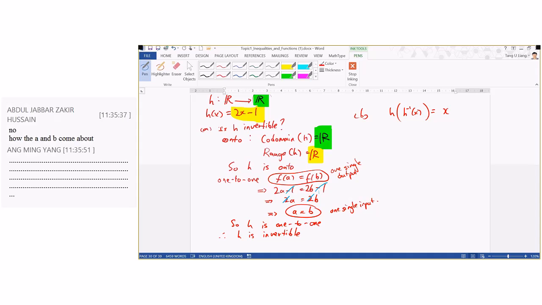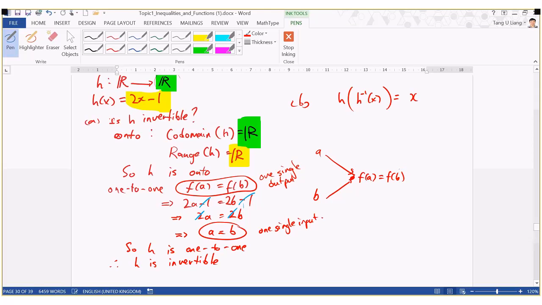You have two inputs A and B, and if they happen to map to F(A) equals F(B), I mean if f of A is equal to f of B, that is what this situation means. You have two different inputs and they map down to the same point. Then this function is not one-to-one.